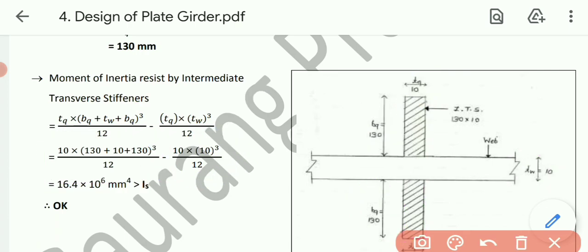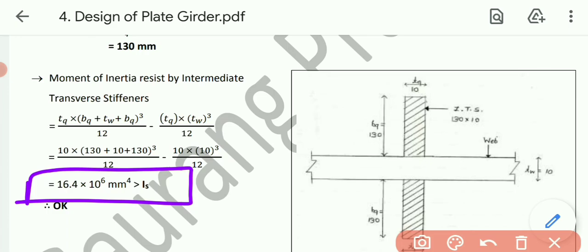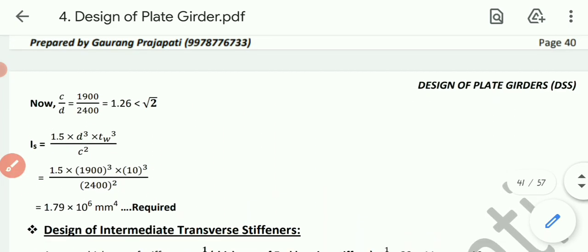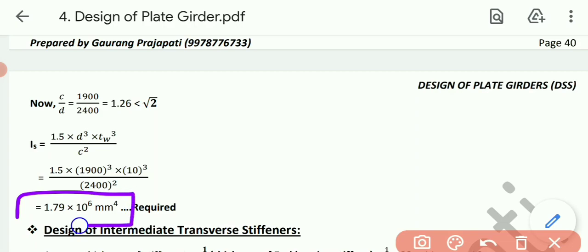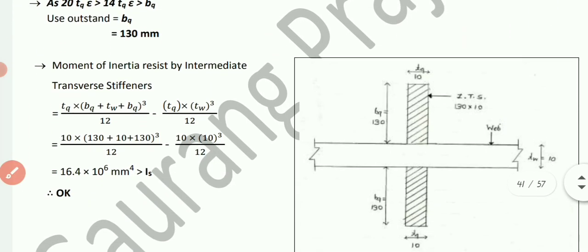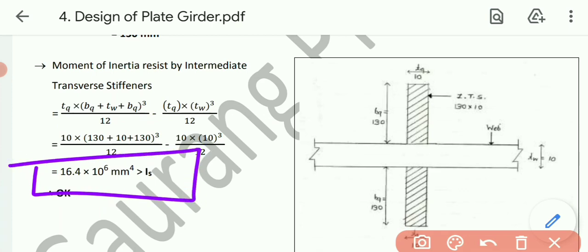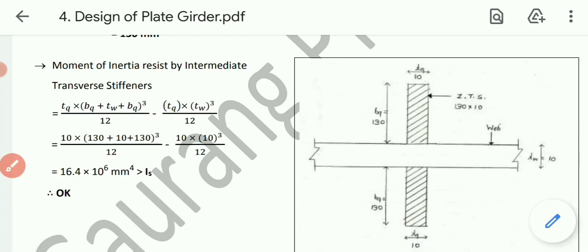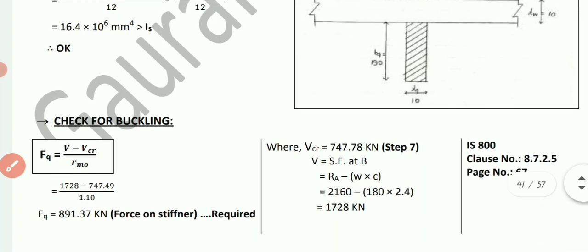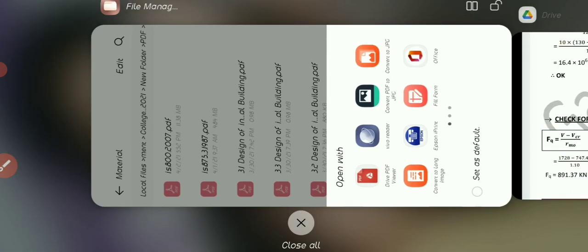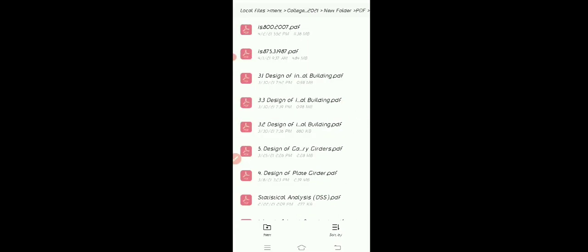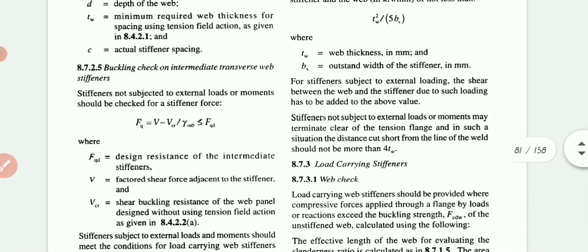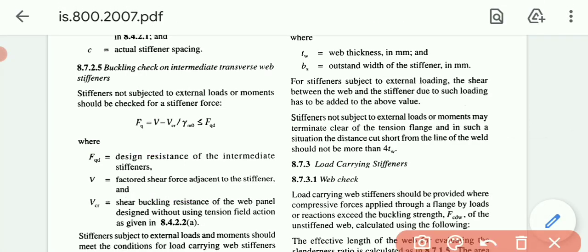So we will get the answer, that is, 16.4 into 10 raised to 6 mm raised to 4, which should be greater than the moment of inertia requirement, that was 1.79 into 10 raised to 6. Our answer has come 16.4 into 10 raised to 6, which is quite greater, and it's okay. So the moment of inertia criteria is getting satisfied. Now we need to provide one buckling check for that one. Let me take you to the code. So the moment of inertia condition is satisfied, but meanwhile we also need to cross check one more condition, that is this one, buckling check.